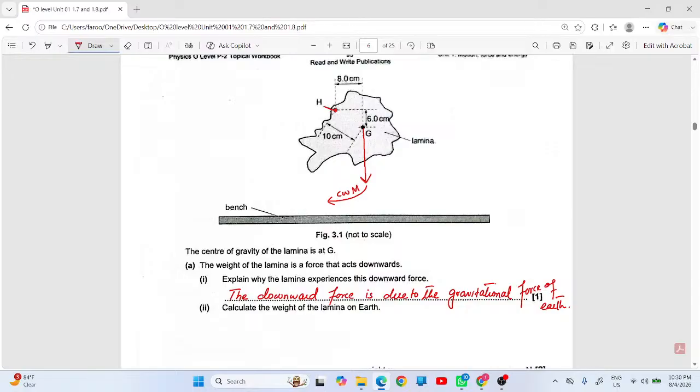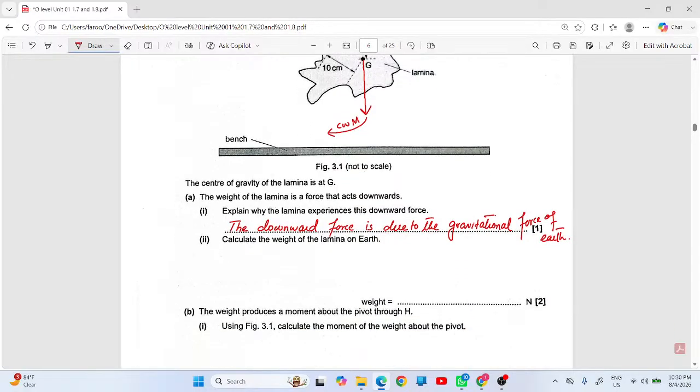ठीक है? Calculate the weight of the lamina on earth. You have to find the weight of the lamina. So we know that weight equals mg. M is the mass. Mass is what? 50 grams था ना? So 10 raised to power minus 3, and the value of g is 9.8. चेक करें क्या आता है.